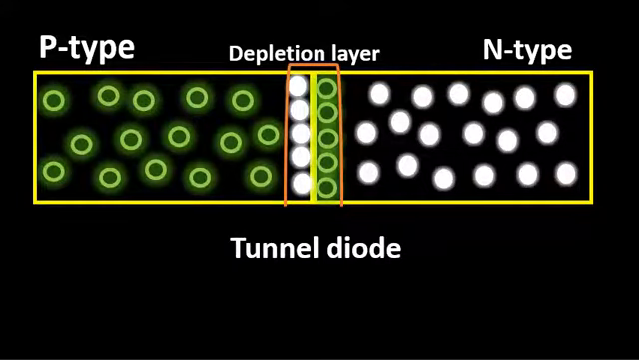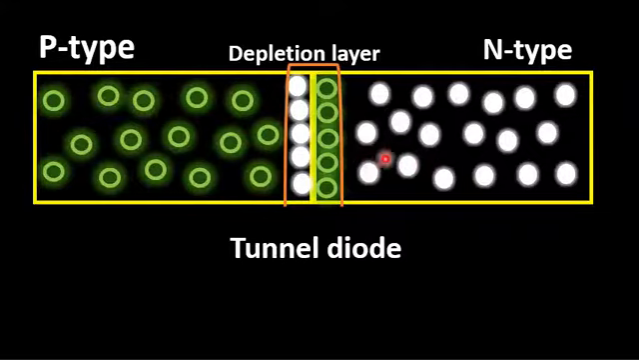So here you can see the tunnel diode, which is basically a p-n junction device. It is a p-n junction diode with a heavily doped p-type region and n-type region. These are both p-type and n-type semiconductors. The tunnel diode is heavily doped compared to the normal diode, therefore it has a large number of carriers, holes and electrons.